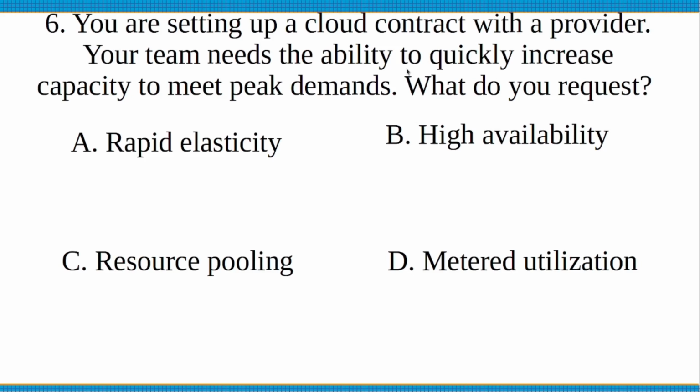Question number 6. You are setting up a cloud contract with a provider. Your team needs the ability to quickly increase capacity to meet peak demands. What do you request? A. Rapid elasticity. B. High availability. C. Resource pooling. D. Metered utilization.